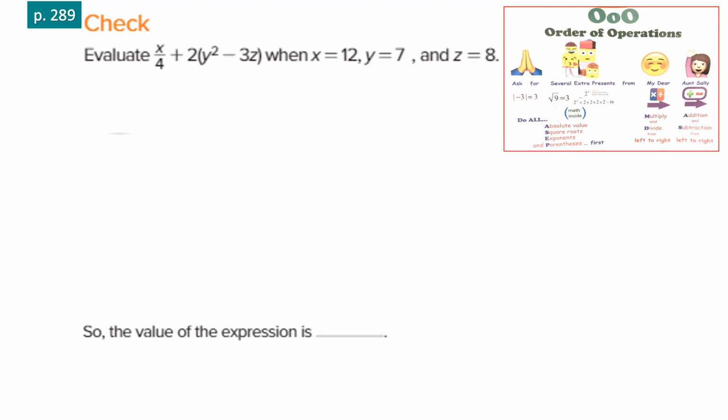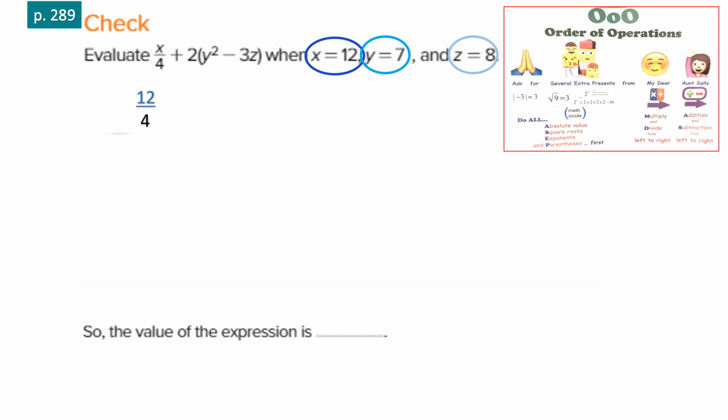So once again, hopefully you have an answer and you went through the process looking at what we're being told. So we have x over 4, which is x divided by 4, plus 2 times a number touching parentheses, and touching means multiplication, y squared minus 3z. I know that for x, I'm going to plug in 12. For y, I'm going to plug in 7. For z, I'm going to plug in 8.